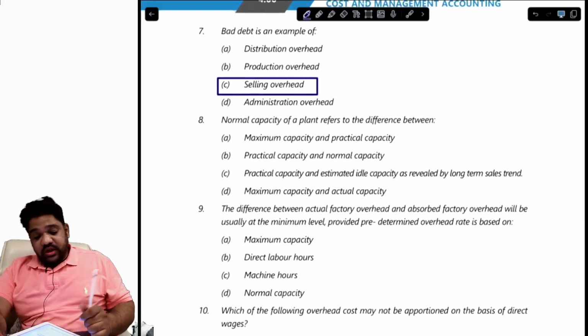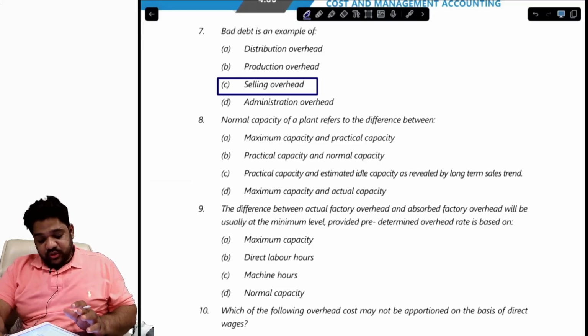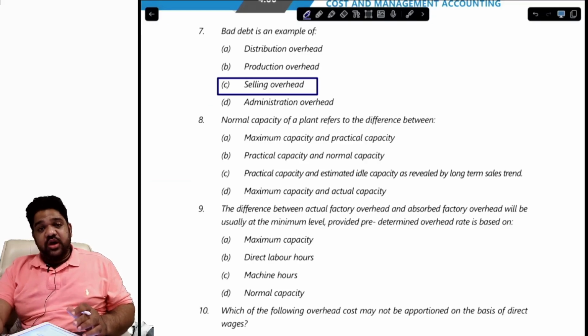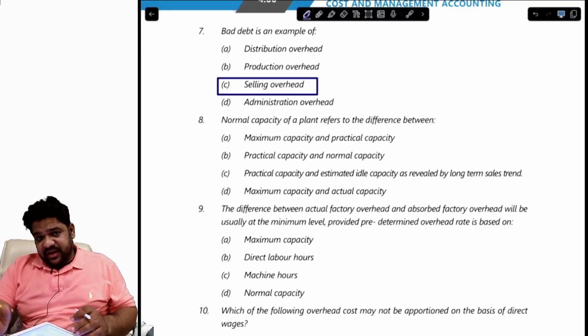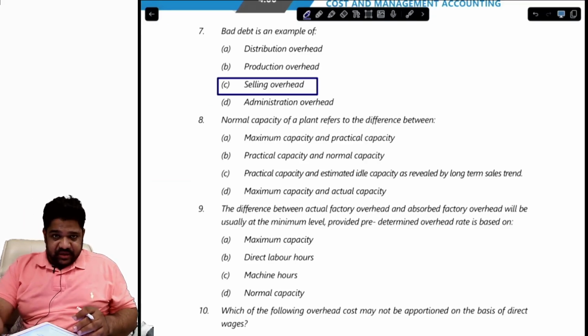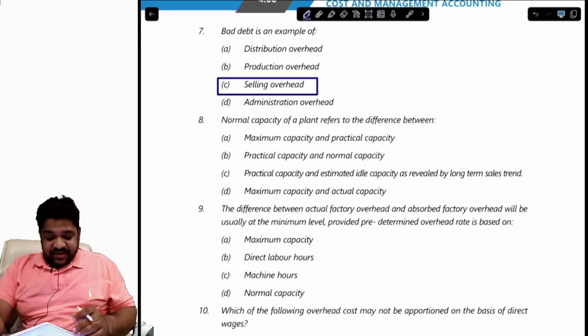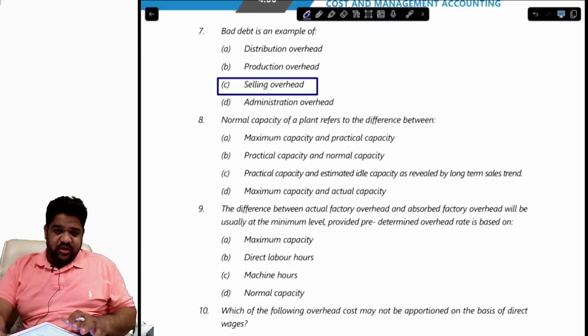Now, the eighth one is my personal favorite. I really like this one. I think you should try this. Normal capacity of a plant refers to the difference between maximum capacity and practical capacity, practical and normal capacity, or practical capacity and estimated idle capacity as revealed by the long term sales trend and maximum and actual capacity.